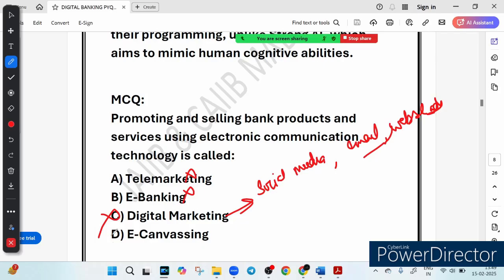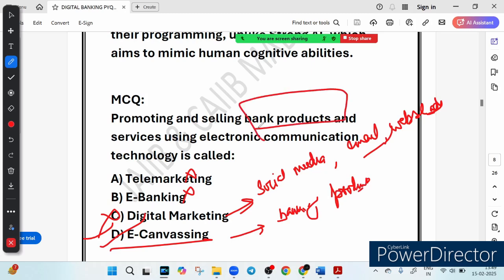Option E says e-canvassing. This is the correct answer. E-canvassing refers to using electronic communication like email, SMS, social media, and online ads to promote and sell banking products. This is the keyword here: banking product. Digital marketing is a broad term, it includes everything, but here it is specifically asking about banking products. That's why e-canvassing is the correct answer, right?